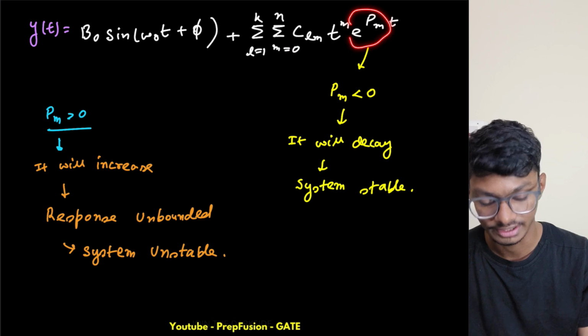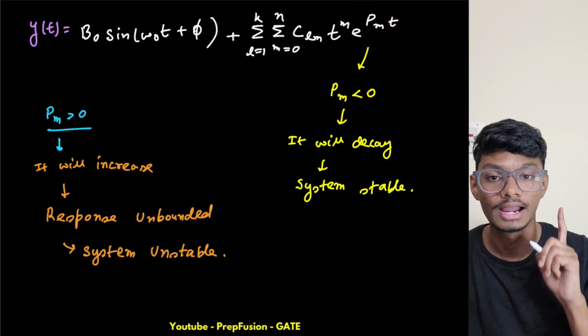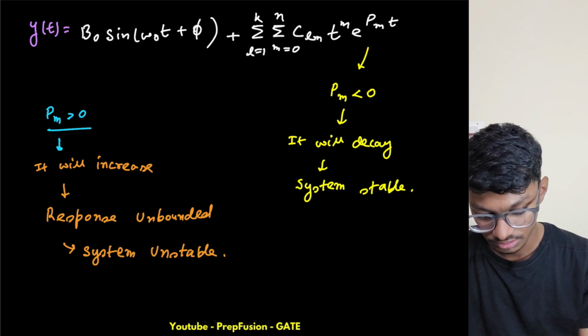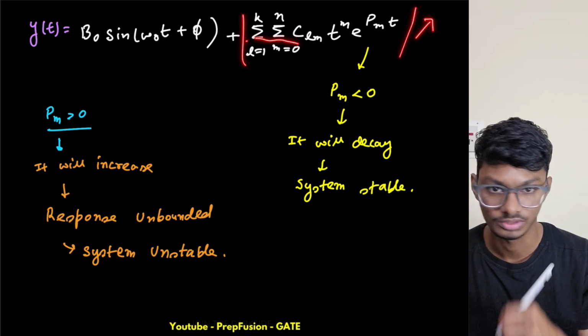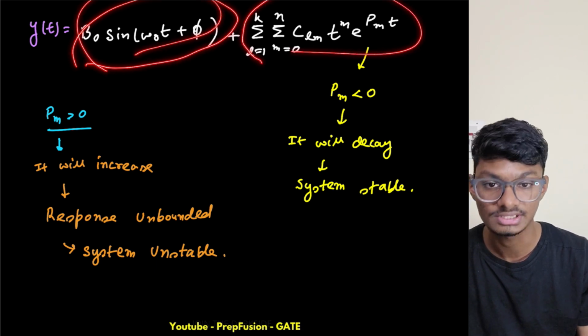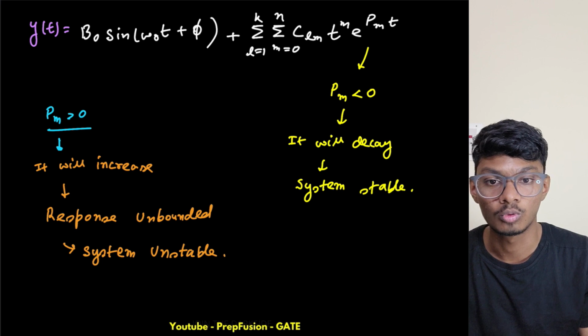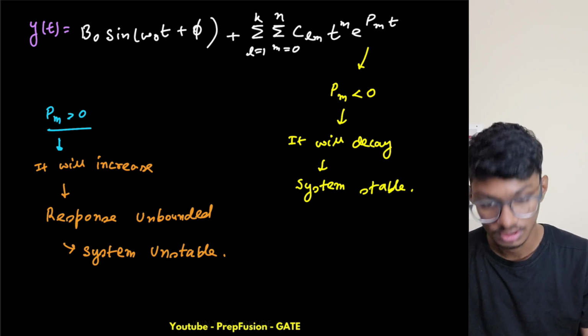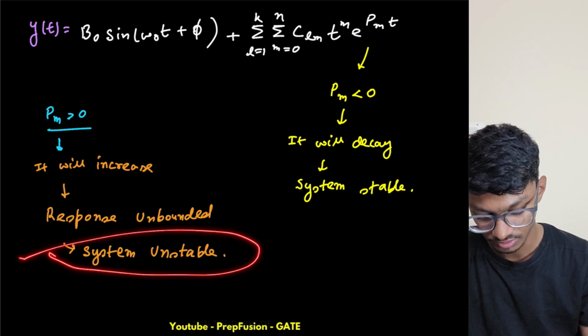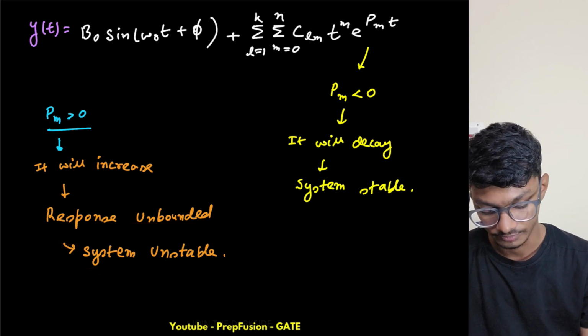This form here, the exponential term will not decay. And if the exponential term doesn't decay, then what happens? Obviously this will keep on increasing, and this term will dominate over this term, and hence at steady state my output isn't bounded anymore for a sinusoid input. It is unbounded. So that's why my system becomes unstable. Okay, response unbounded. So yeah, that's what we did.